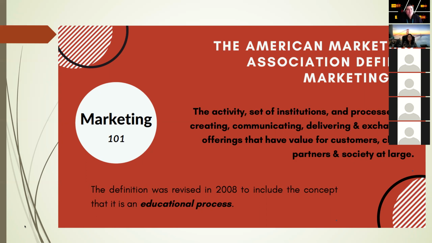As you can see, in 2008, AMA changed the definition to include that it's an educational process. Previously, the definition read as: Marketing is an organizational function, a set of processes for creating, communicating, and delivering value to customers and managing customer relationships in ways that benefit the organization and stakeholders. So as you can see, education is part of this process now. I used to think that marketing was all about sales, which of course it is, but it's also educating your customer, which in this case is the federal government.